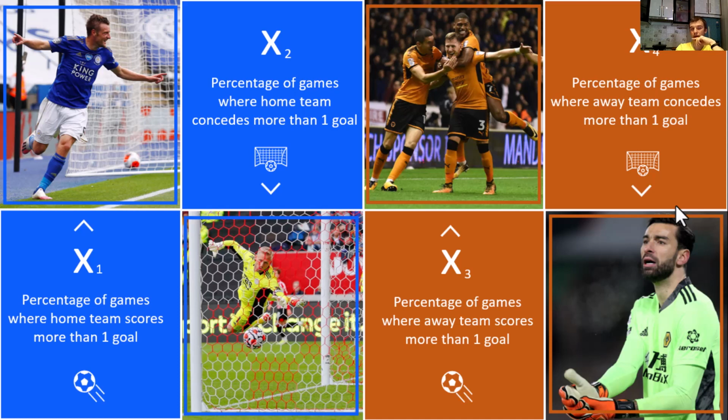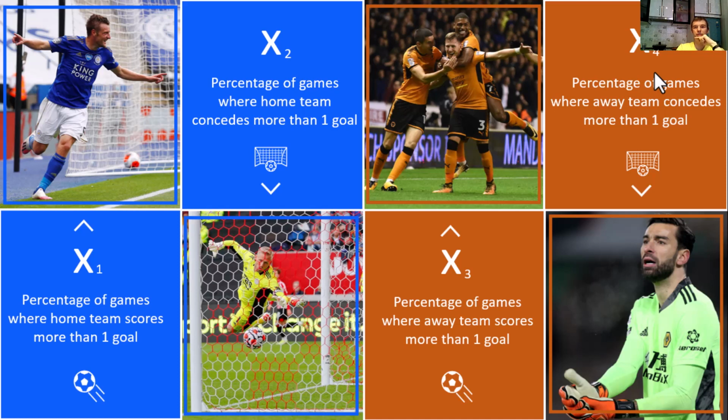First of all, we must generate the features that influence the final result. To calculate the probability of the home team winning, I have highlighted 4 features. The first one is the percentage of games where the home team scores more than 1 goal when playing at home. That's important, so we don't take all games for the home team, only when it plays at home. The second feature is the percentage of games where the home team concedes more than 1 goal, again when playing at home. And the third and fourth are the same, but calculated for the away team when it plays away.